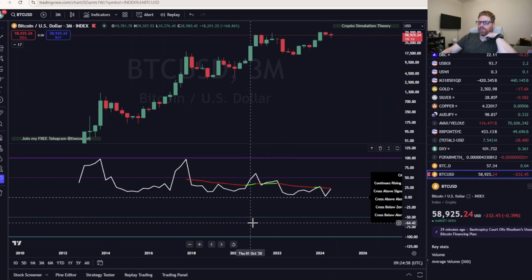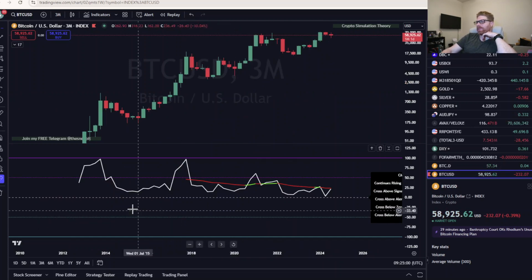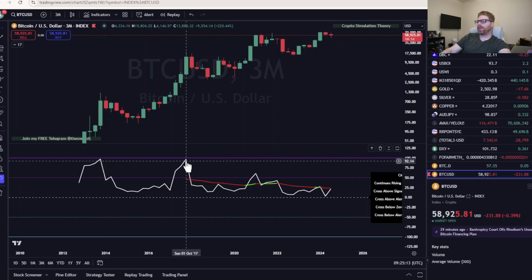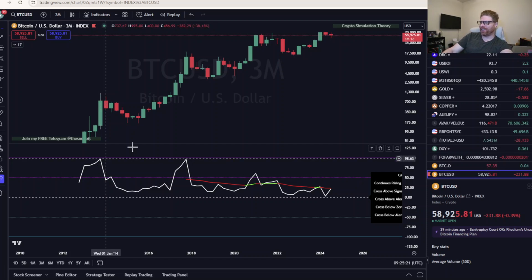This is the reverse Chandy momentum oscillator, or price momentum oscillator as I like to call it. It has been weakening over time. In quarter 4 of 2013, right before the November peak, we hit almost a level of 100. This is on a quarterly time frame. Sorry, I keep saying October, but I mean quarter 4. Please forgive me, I'm not used to talking about quarters. And then in quarter 4 of 2017, we absolutely maxed out here as well, around 97.